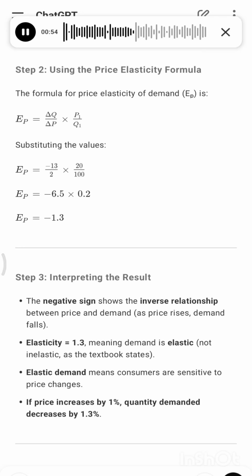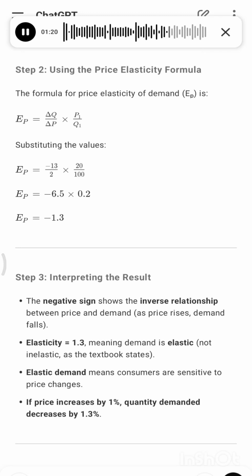Step 3. Interpreting the result. The negative sign shows the inverse relationship between price and demand. As price rises, demand falls. Elasticity equals 1.3, meaning demand is elastic, not inelastic, as the textbook states. Elastic demand means consumers are sensitive to price changes. If price increases by 1%, quantity demanded decreases by 1.3%.